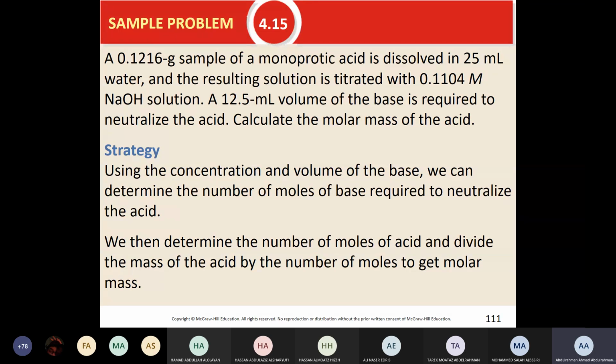Good. We have here another question. A 0.1216 gram sample of monoprotic acid. What's the meaning of monoprotic acid? It gives up one hydrogen when it dissolves. One hydrogen only. So the acid is HX. Okay, it is dissolved in 25 milliliter of water. So what's the volume of this acid? 25 milliliter. Good. And the resulting solution was titrated with what?